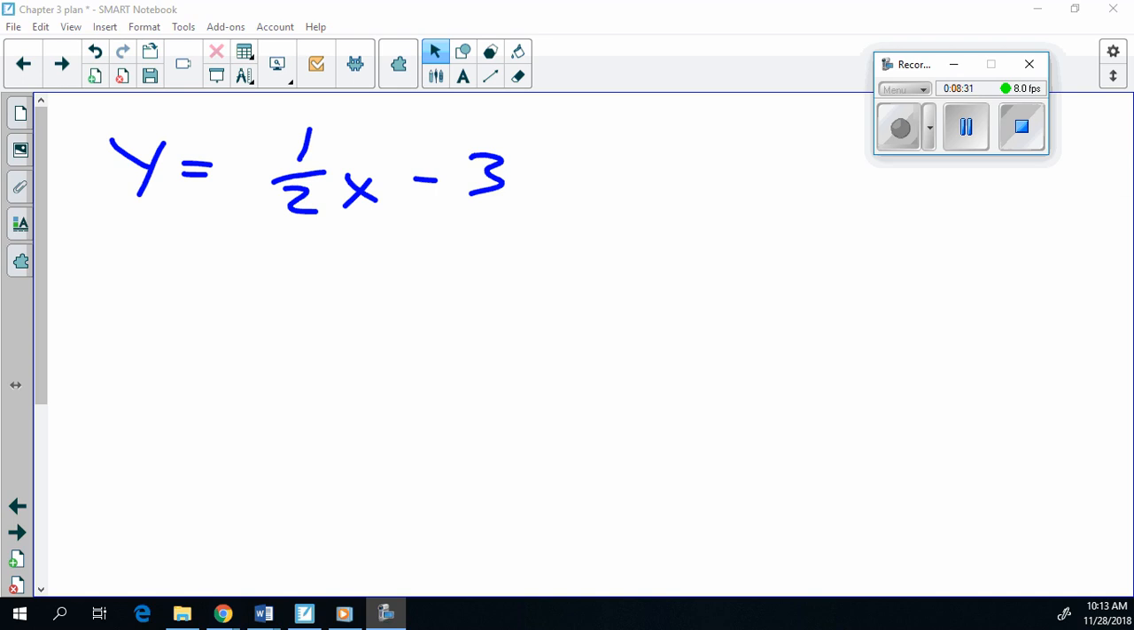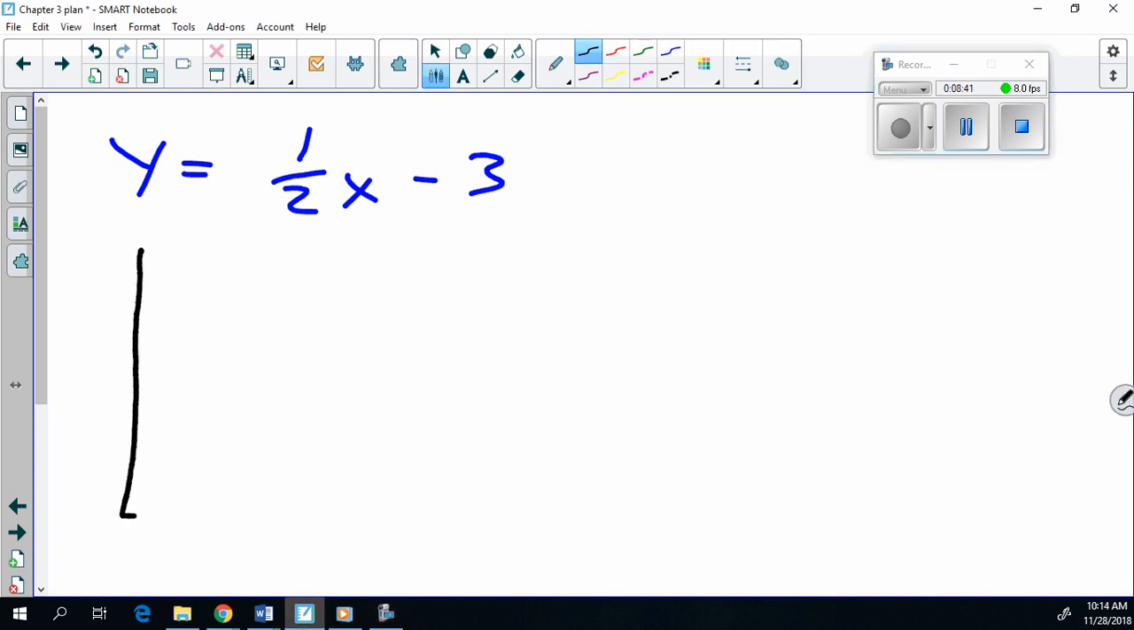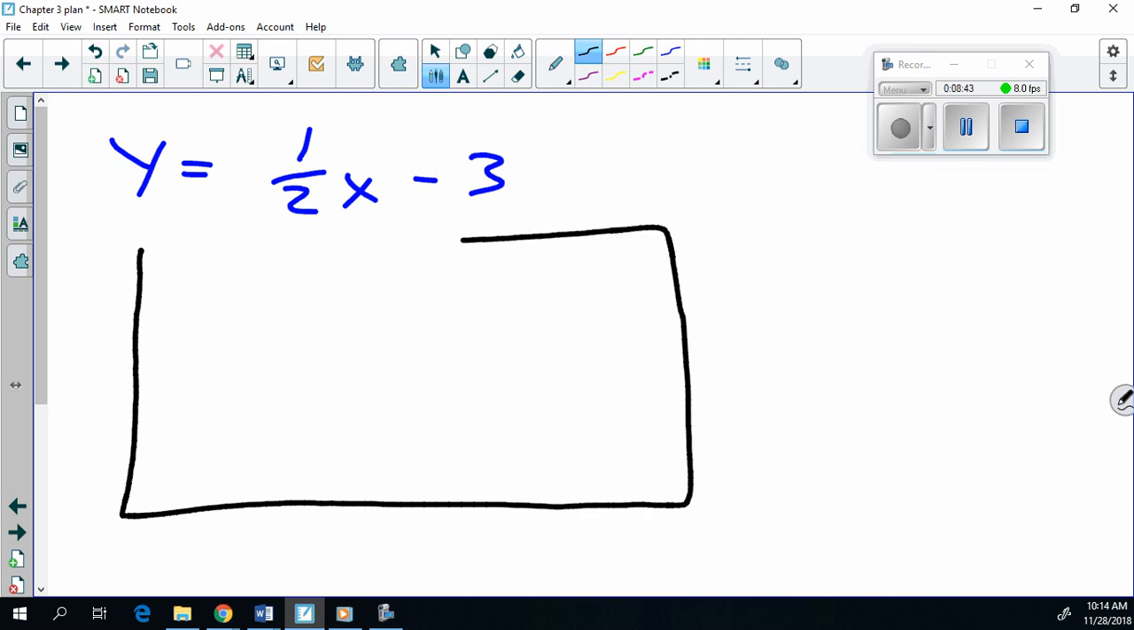All right, example number 2. I'm going to do this with you. Please do it with me. Write down the problem: y equals 1/2 x minus 3. Then, while you're doing that, I'm going to draw a box.